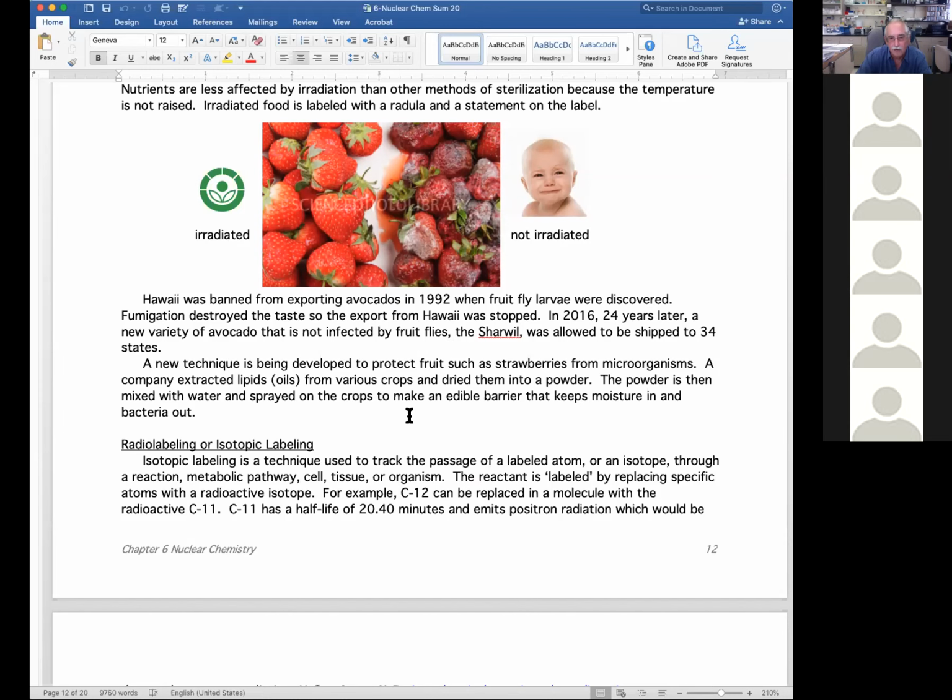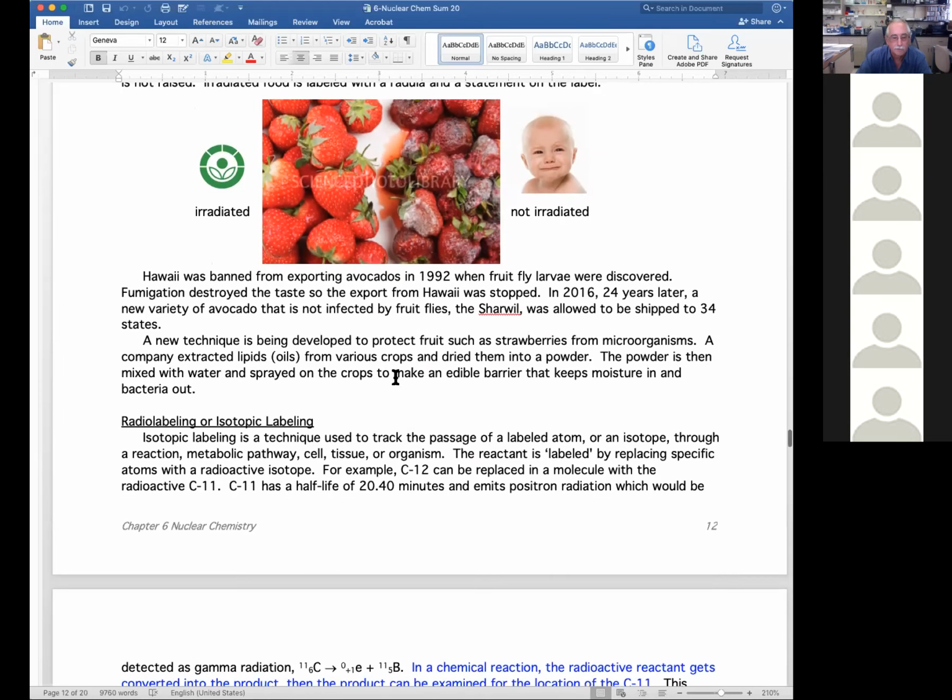And they're constantly trying new things here to protect our crops and everything.